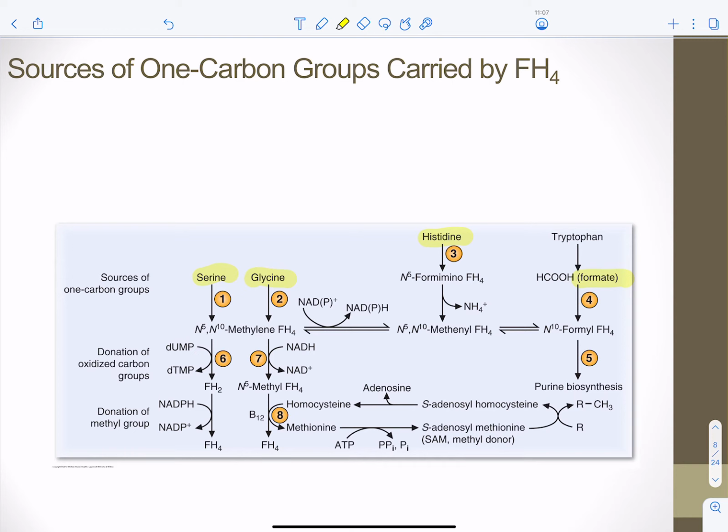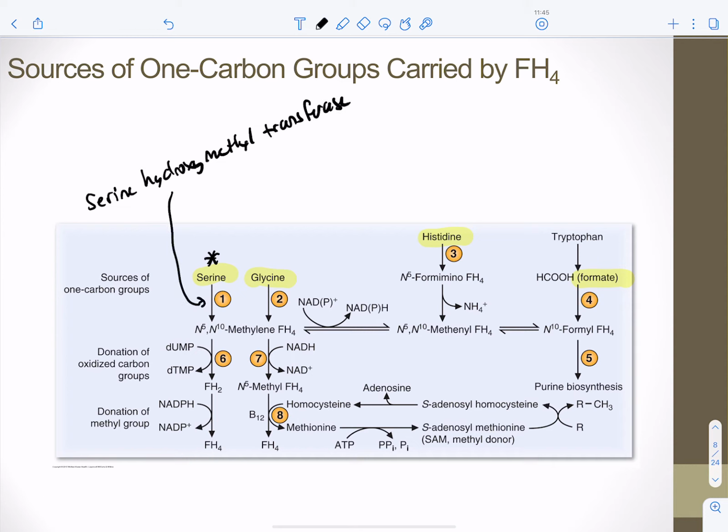The donors transfer carbons to folate at different oxidation states. Serine is going to be one of the main carbon sources. Its hydroxymethyl group is transferred to tetrahydrofolate, and this is reversible, as we saw before. So you can go back and forth between serine and glycine, and it's catalyzed by serine hydroxymethyl transferase. Right, and then you form that N5,N10 methylene tetrahydrofolate.